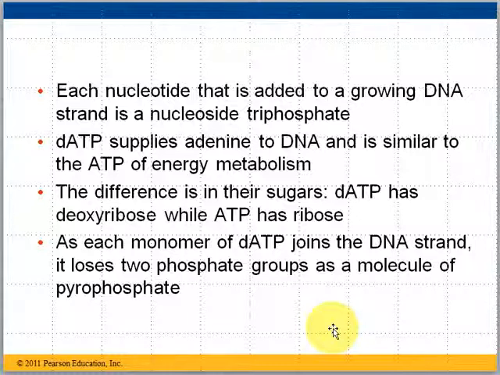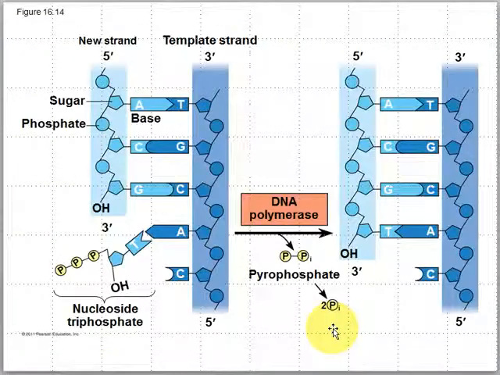As each monomer, or link of chain, of dATP joins the DNA strand, it loses two phosphate groups as a molecule we call pyrophosphate. So let's take a look at the chemical reaction that's going on here. So here we are building the chain. This was the original template from the parent DNA strand, and here we're building the new side of the DNA strand. Here's our sugar phosphate backbone, and here is one of the molecules we're going to add.